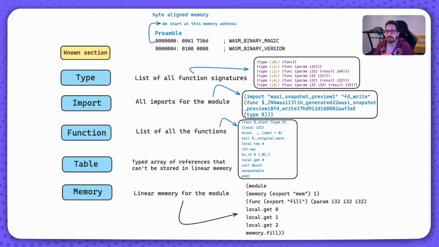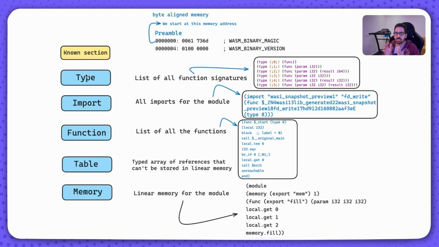In the known section, there are different sections. We have the first one. Even if we define no module, like an empty module, there is something which every WebAssembly binary will have, which is called the preamble. The preamble is byte aligned memory. You can see here we start at address 0 and then at 4. So we have the Wasm binary magic and Wasm binary version for every WebAssembly module. This is the hexadecimal representation, and this is a byte aligned memory.